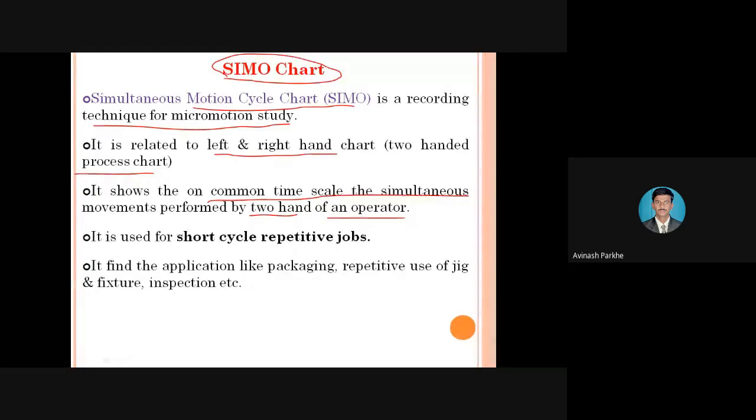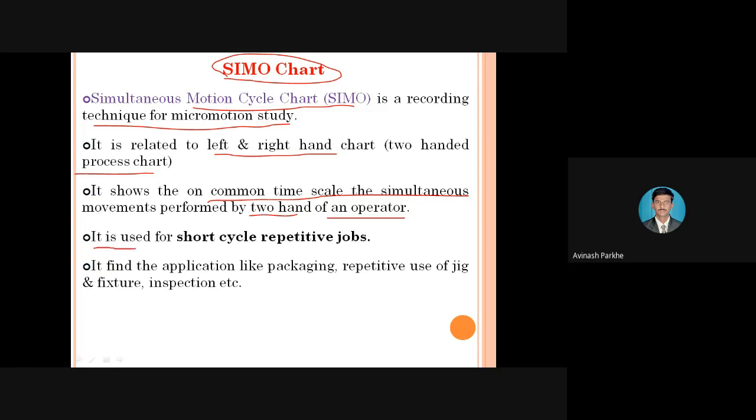But the previous two-handed process charts we have discussed will be applicable for big cycles. Maybe the product takes 1 hour, 2 hours, 3 hours to convert the raw material into finished goods. But in the micro motion study or in the Simo charts, for whatever activities we are performing, a very small amount of time is required. Maybe your raw material is converted into finished goods within 10 to 15 minutes or a maximum of half an hour. Again, the simultaneous movements performed by the two hands can be represented by using the Simo charts.